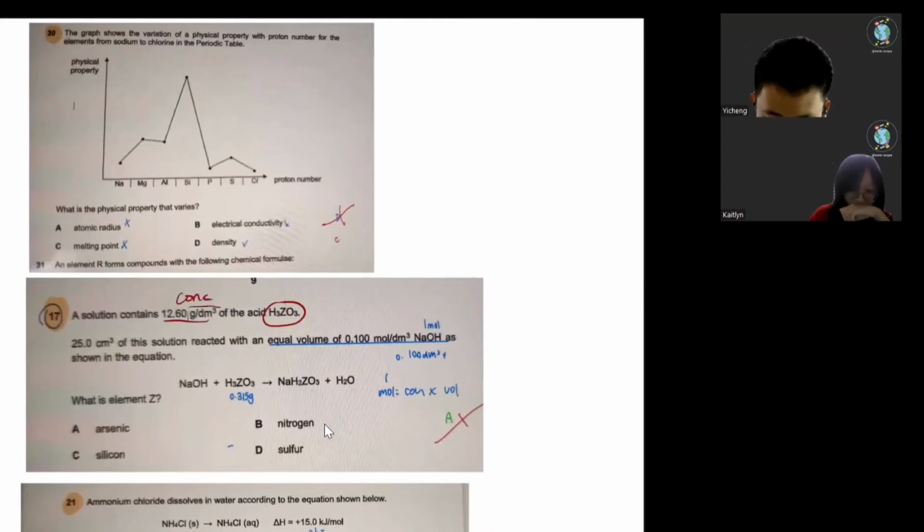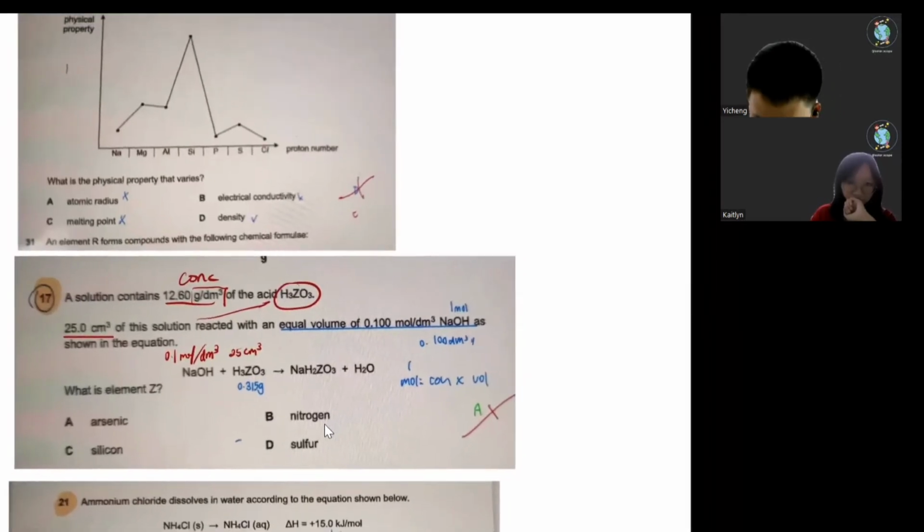Take note that this is in gram per dm cube. 25 cm cube of this solution of the acid, therefore we label 25 cm cube, reacted with an equal volume of 0.1 mole per dm cube of sodium hydroxide. So this concentration is 0.1 mole per dm cube, as shown in the equation. It's an equal volume, hence it suggests that the sodium hydroxide also has a volume of 25.0 cm cube.